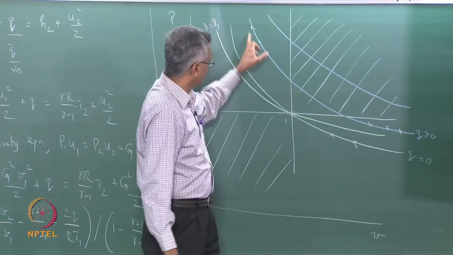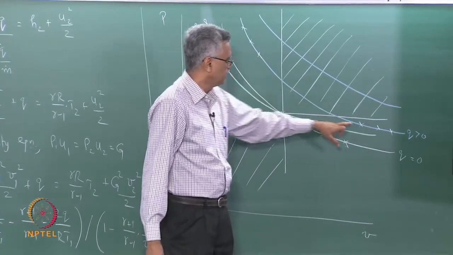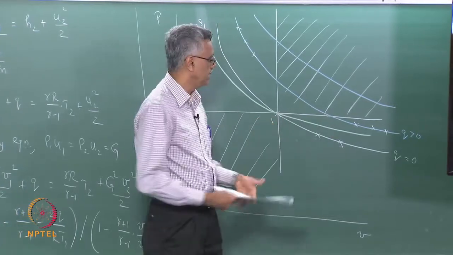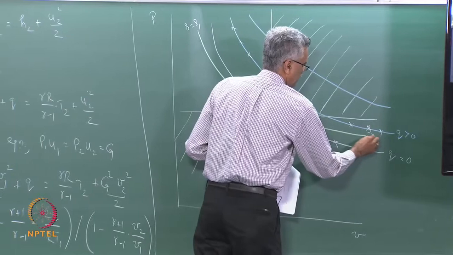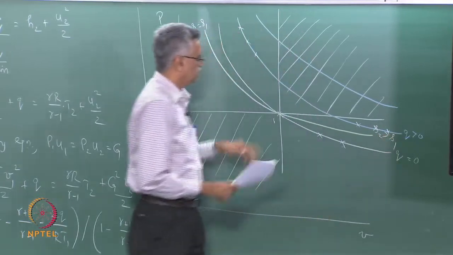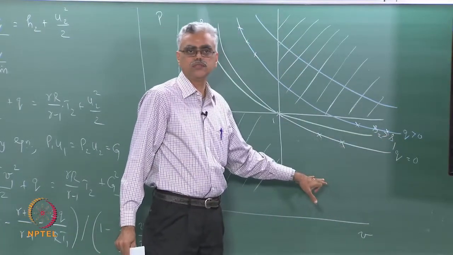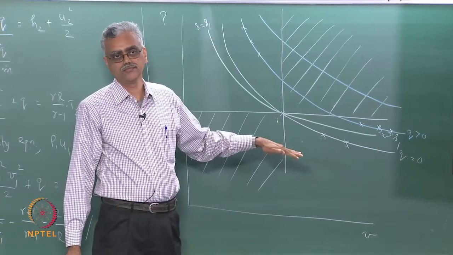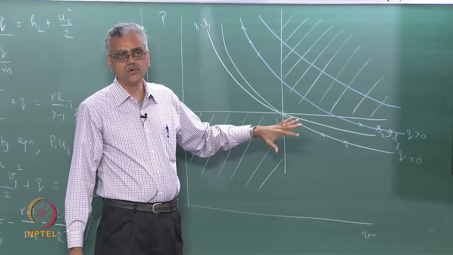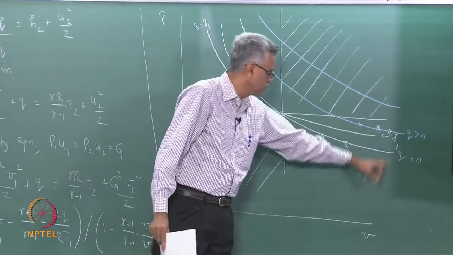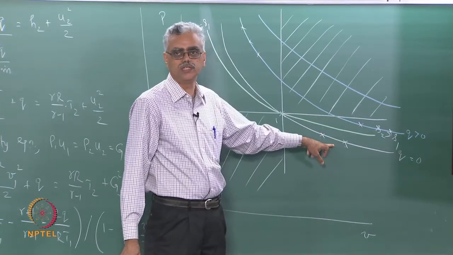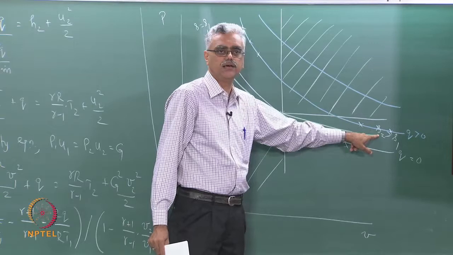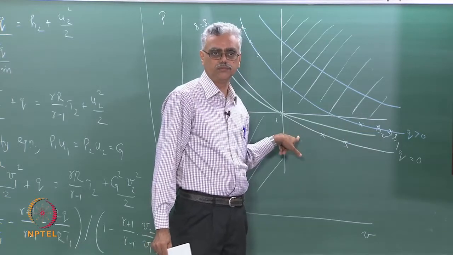But notice that in the case of heat addition, the downstream states will have entropy greater than S1. Any of these states will have entropy greater than S1, and so states in this quadrant are also allowed when we have heat addition or heat removal. If there is no heat addition or heat removal, then the downstream states cannot lie here because S2 will become less than S1. With heat addition, you can see that this isentrope comes like this, so all these states will have higher entropy than state 1.